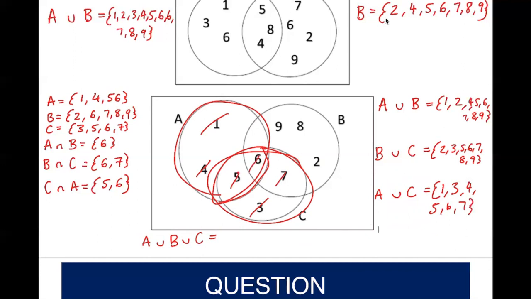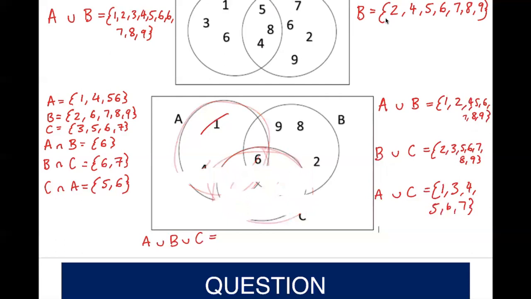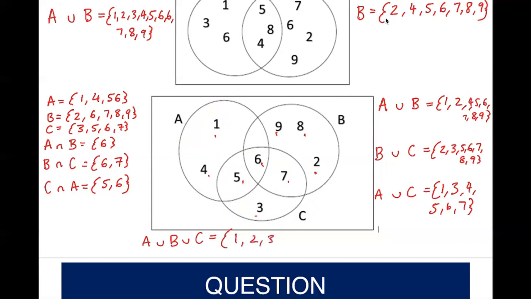And finally, anything that is in A, B, or C, the union A union B union C. And that, let's just check, we've got 1, 2, 3, 4, 5, 6, 7, 8, 9. Right, so here we're just going to do brackets 1, 2, 3, 4, 5, 6, 7, 8, 9. Okay?